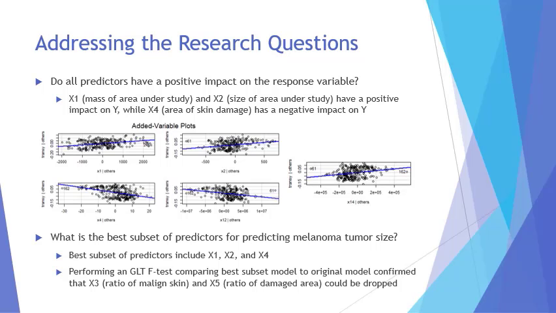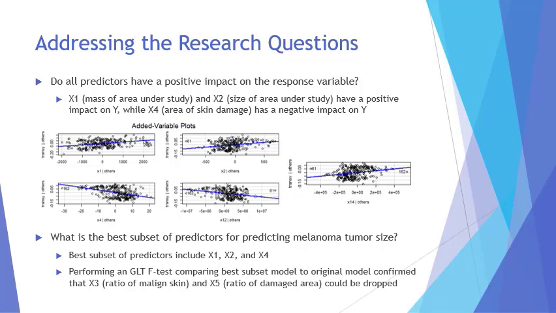Using the final model, I addressed the research questions I stated earlier on in the presentation. Based on the added variable plots as well as the parameter estimates, it was determined that x1 and x2 had a positive impact on the response variable, given that all other predictors were present in the model, whereas x4 had a negative impact on y.